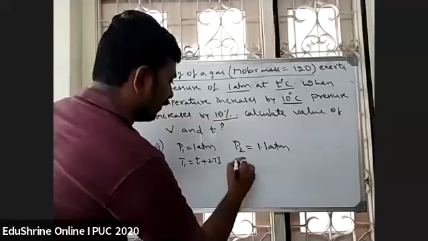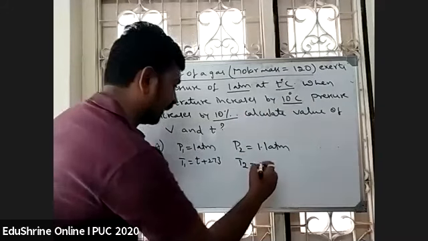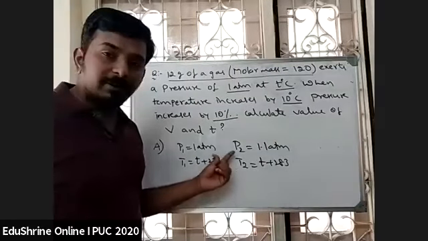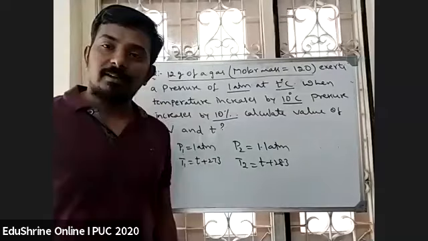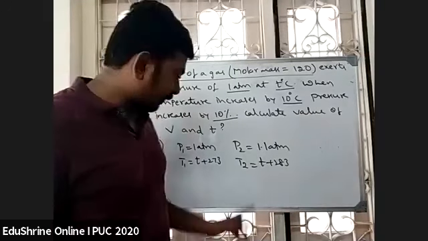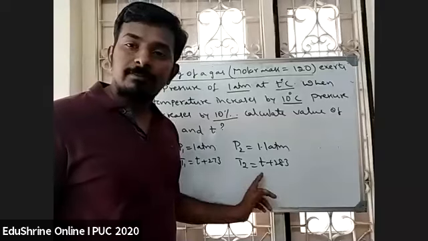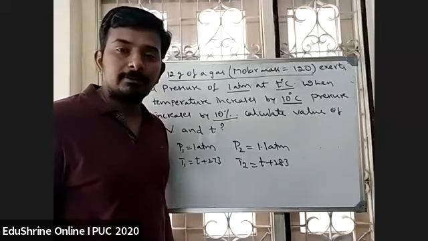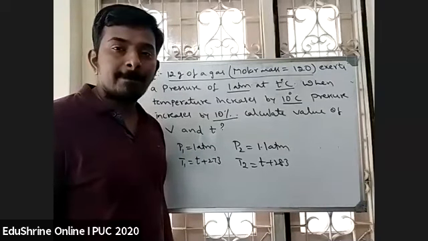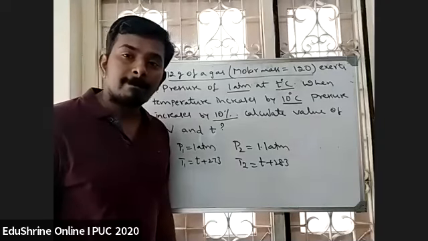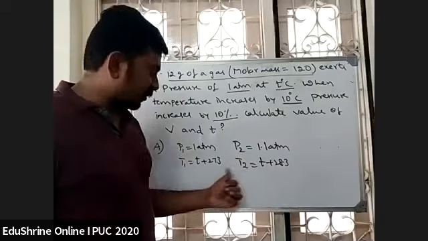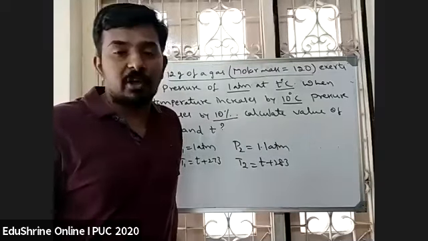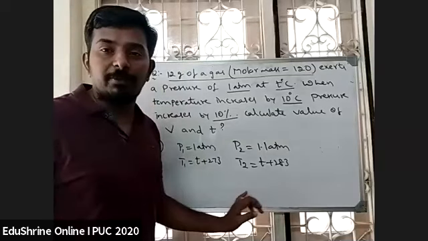Okay. And the new temperature T2 is increasing by 10 degrees centigrade, so it becomes T plus 283. Now we know the relation between pressure and temperature. Pressure and temperature are directly proportional, from which I can calculate the value of T. By using which law? Which law gives the relation between pressure and temperature? Gay-Lussac's law.